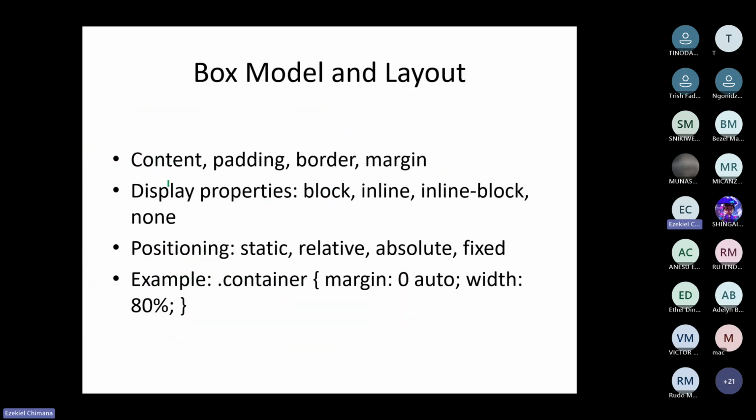Maybe we need to look at the next thing to save time. These are some of the content, padding, border, margin, whatever. These are some of the attributes that you can use for CSS. We have the display properties where you can display as a block, inline block, whatever, none. These are the things that you have been using when you were doing your assignments. I'm not going to look at it. For positioning, again, you can have a static, relative, absolute, or a fixed position.